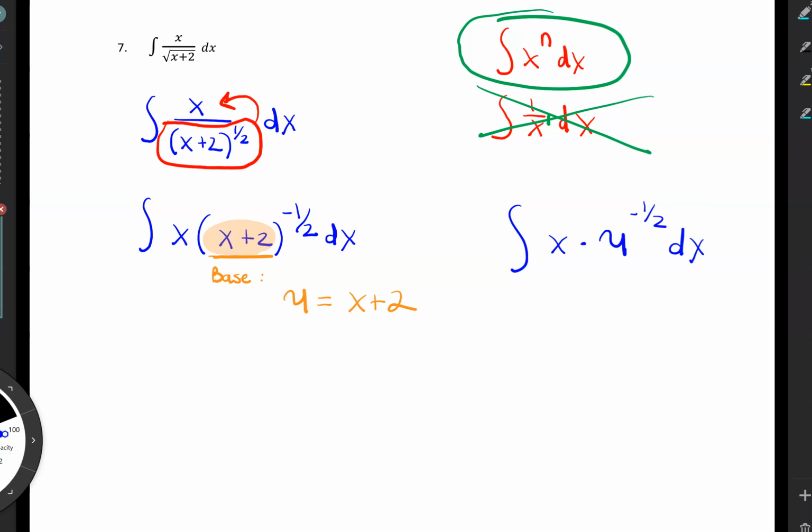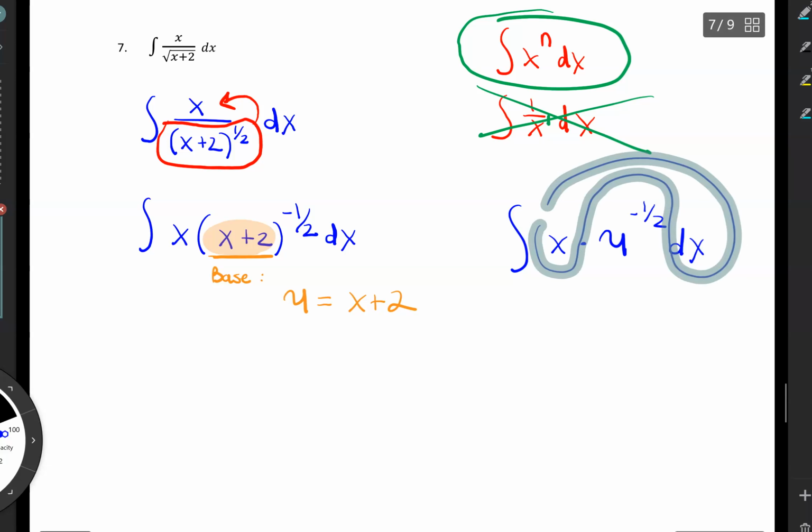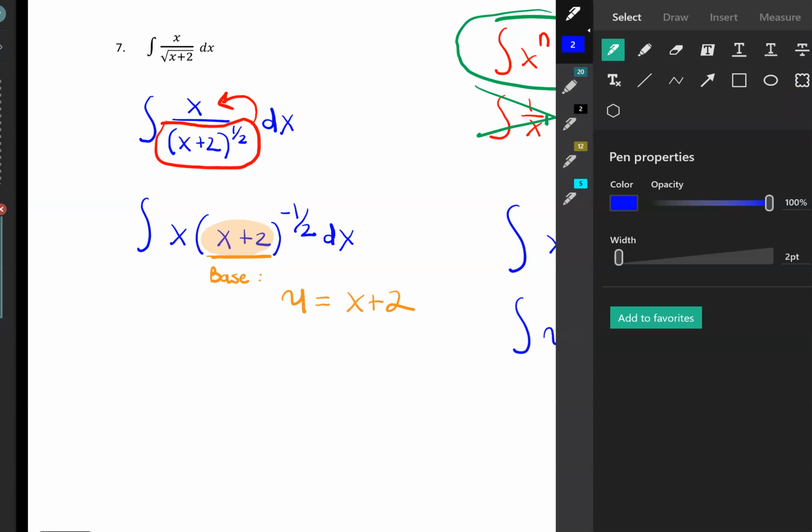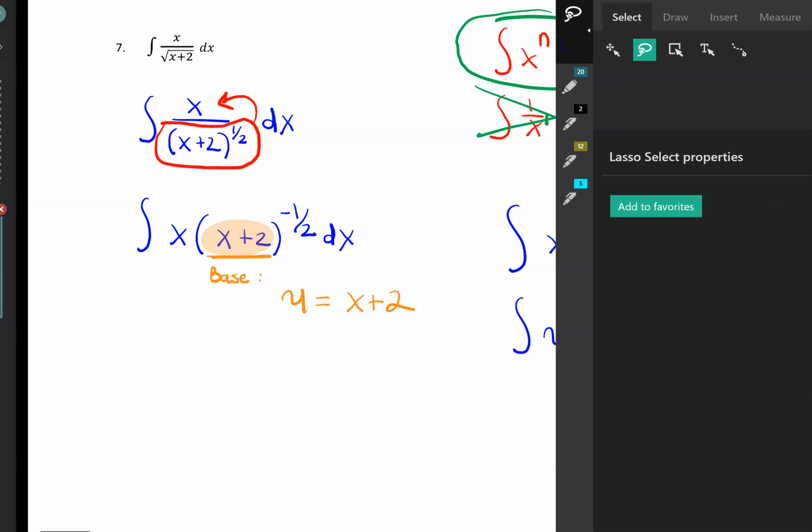Let's go ahead and rewrite it where our x's are together. I'm just going to group this x back here with the dx. Let's go ahead and rewrite that. Still not looking great here. But that's okay. We know we need all u's, right? Right now I have x's and u's all mixed up.